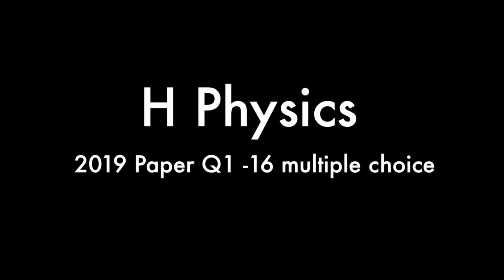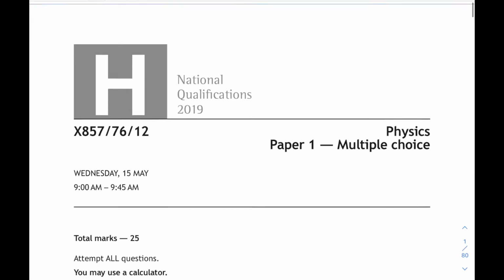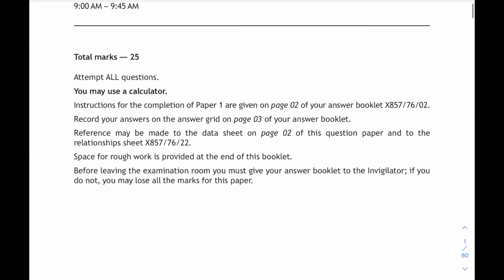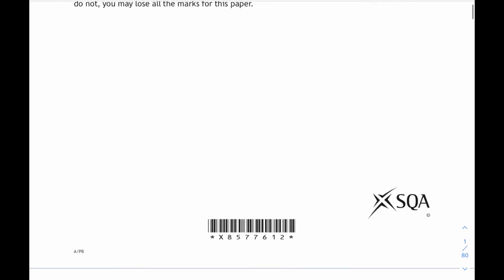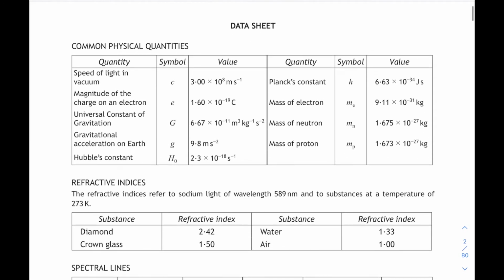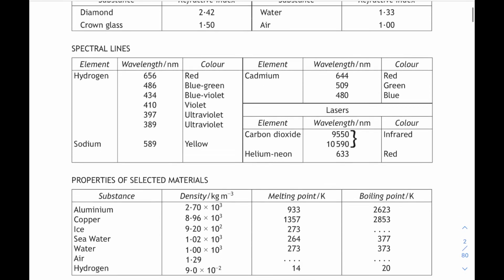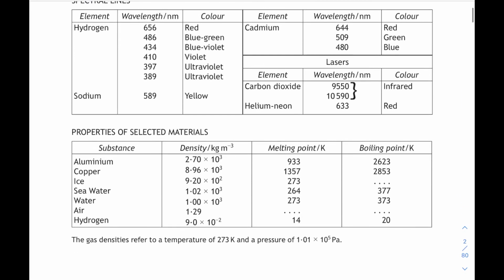Okay, troops, we're going to do a little walkthrough of the 2019 Higher Physics multiple choice paper, questions 1 to 16. There's 25 questions in the multiple choice. We're going to have a look at the stuff in Unit 1. Unit 2, your data sheet is the first thing you'll come across, and that first table is pretty much all you will need. It's got everything in it for certainly all the questions we're going to be looking at. The other two tables, not much use for them, certainly at the moment.